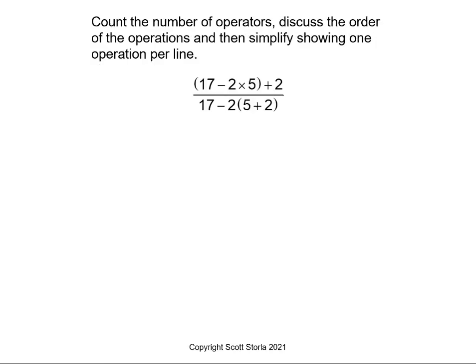This one's a little complicated, but if you can understand this one, you're in pretty good shape. Give it a try. In this case, I have 1, 2, 3, 4, 5, 6, 7 operators. Remember, in this kind of a situation, there's a multiplication operator that we don't see.